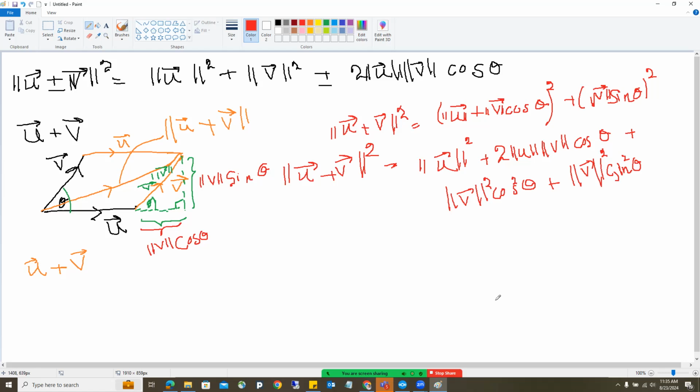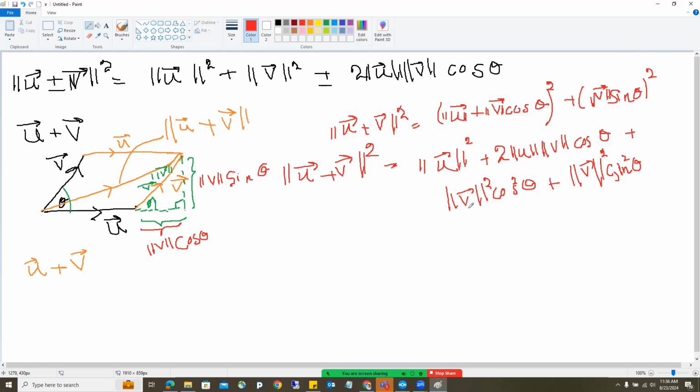So I just simplified it. First one squared. Here we have a complete square, that is, a squared plus b squared type of thing. We can simplify this one. Remove the brackets: magnitude of u squared plus 2uv cos theta plus v cos theta's complete square. Is it clear? Yeah. Here we have v sin theta's complete square.